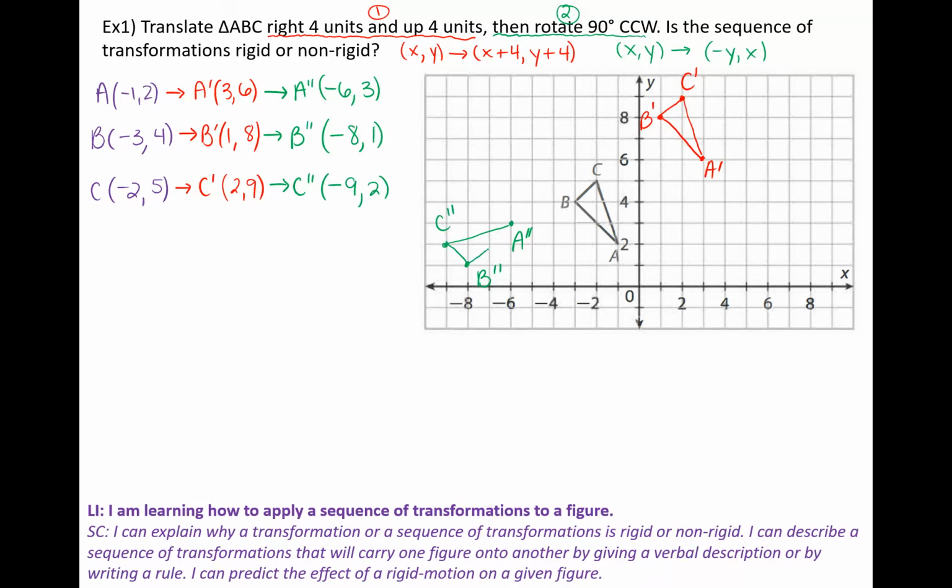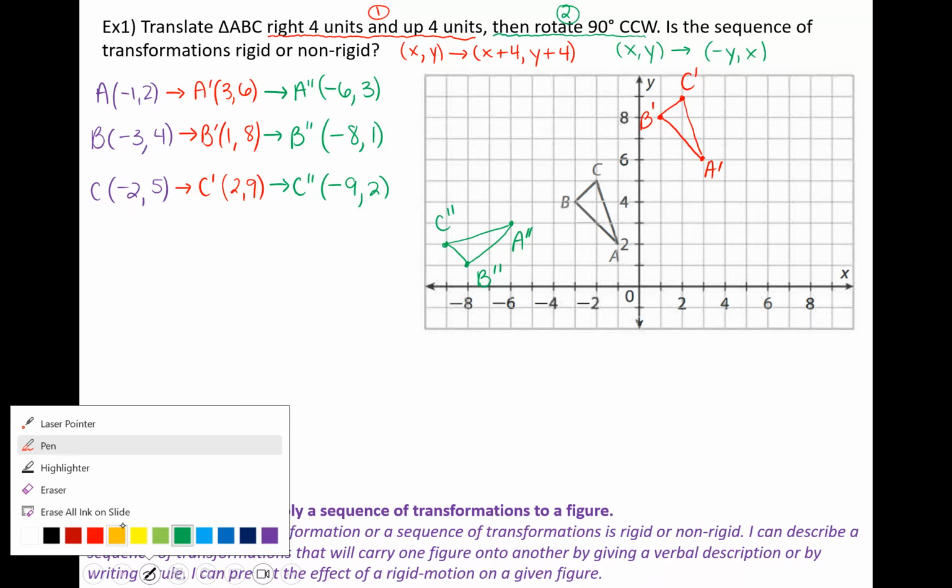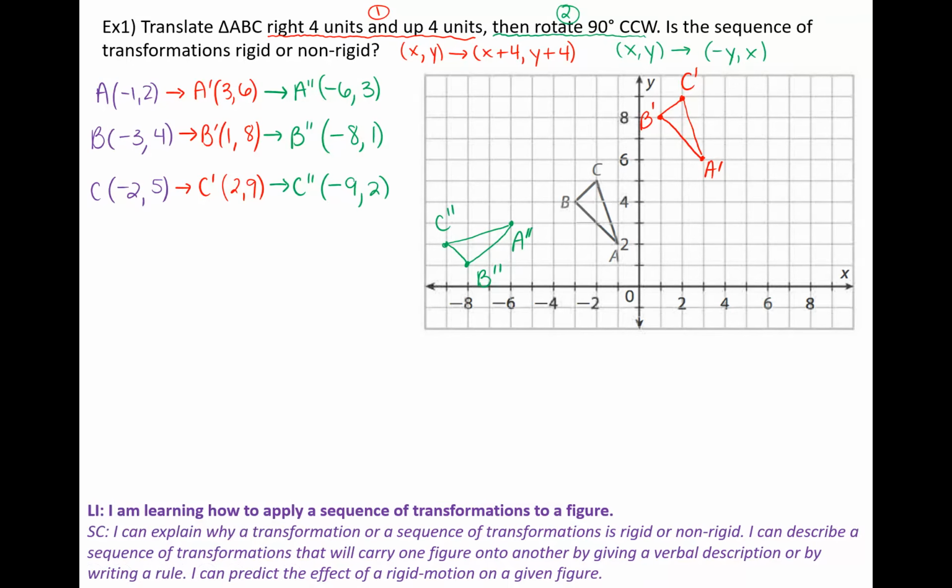And then we're going to see if we can answer that question. Is the sequence of transformations rigid or non-rigid? Did we change the size and or shape, or did we just move the location? For this one, it looks like we just moved location. So this one is actually rigid motion, because again, we didn't change the size or shape of that little triangle. It just moved a bunch.